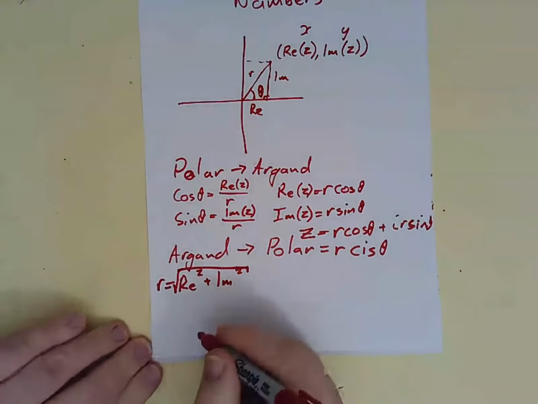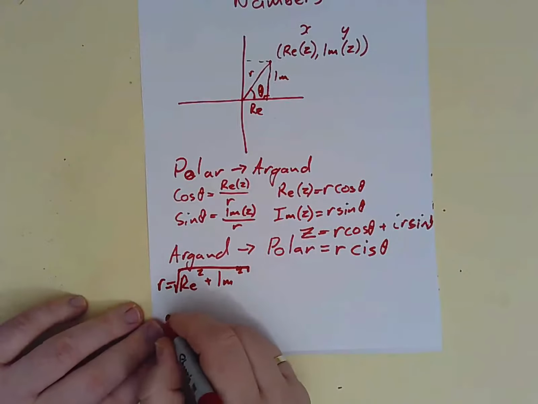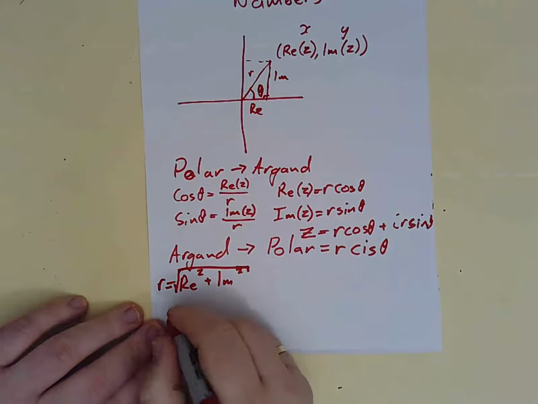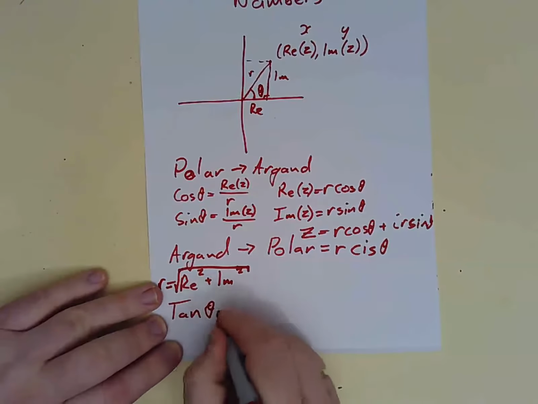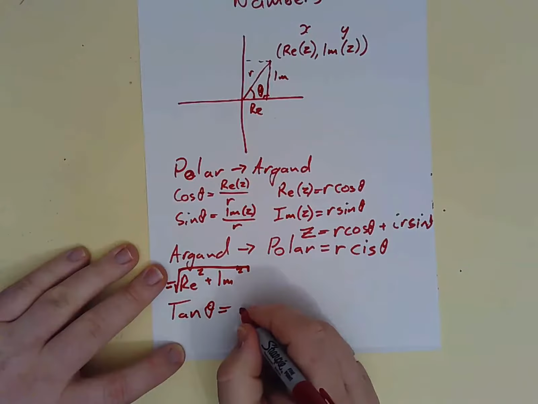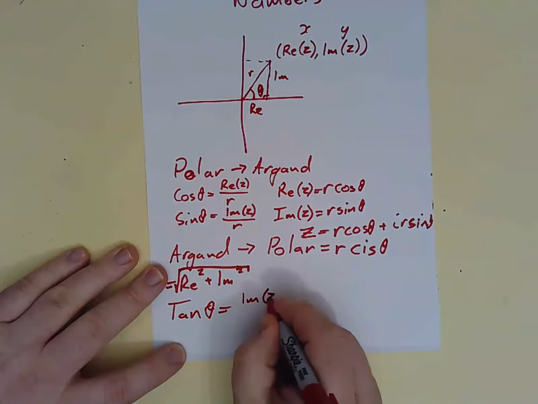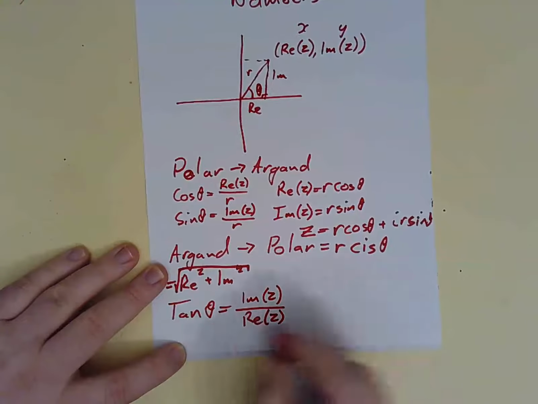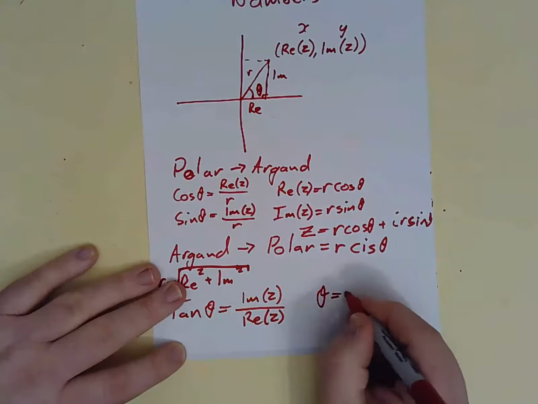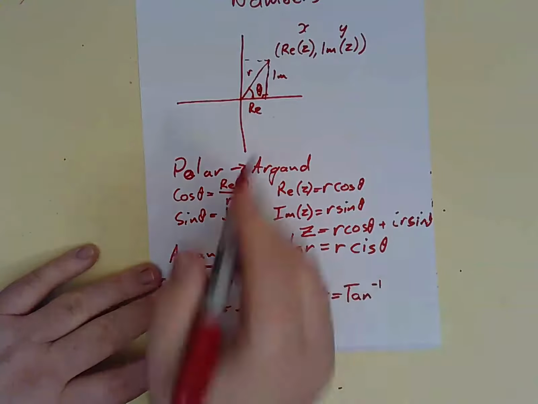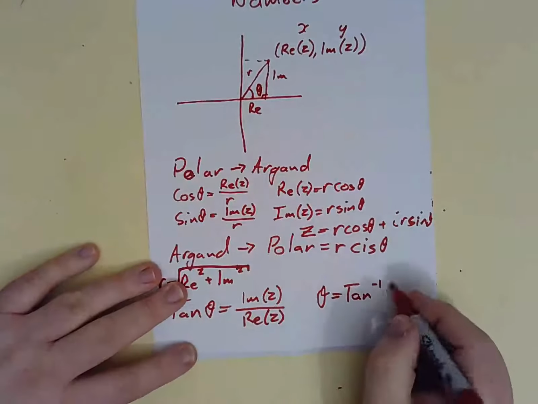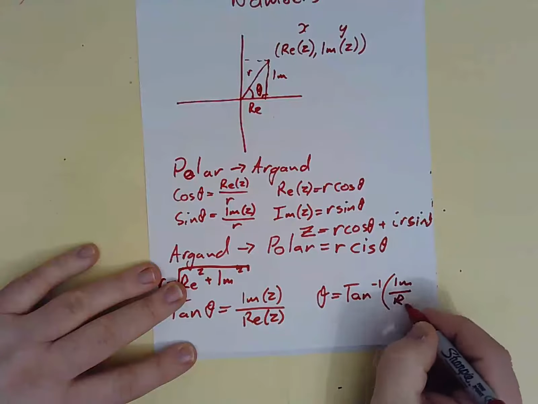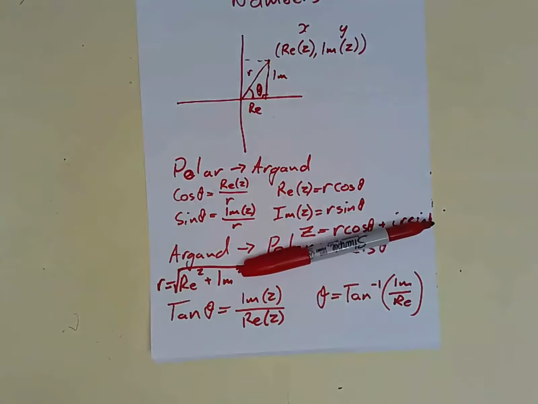Now getting the angle is a little more tricky. So my angle, if I look here, I'm using these two. I've got opposite and adjacent, so I can say tan of my angle equals opposite over adjacent, so the imaginary part of z over the real part of z, and then I can do my inverse tan. Now you do have to be a little bit careful. There's multiple solutions. It helps to draw a little diagram. Imaginary over real. I'll give you an example in the next video.